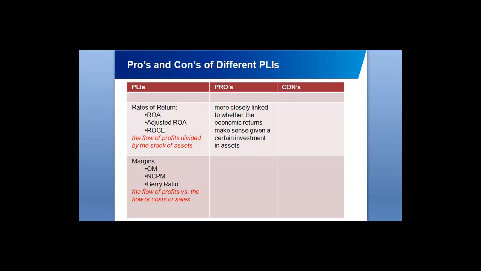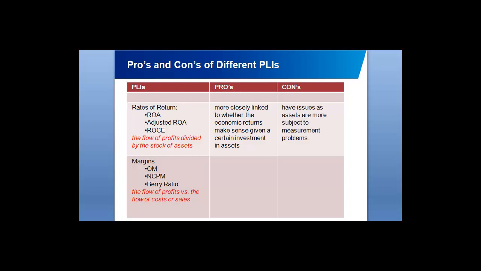From an economic perspective, this makes rates of return a great set of PLIs. They're more closely linked to whether the economic returns make sense, given a certain investment in assets. ROA considers the return to assets less cash and short-term investments. Adjusted ROA can refine our analysis for differences in our comparable companies' and our tested parties' accounts payables. And consider your big box retailers, who may collect on their receivables well before they have to pay their suppliers. For such a company, the return on their capital employed may be the most economically relevant metric, or PLI.